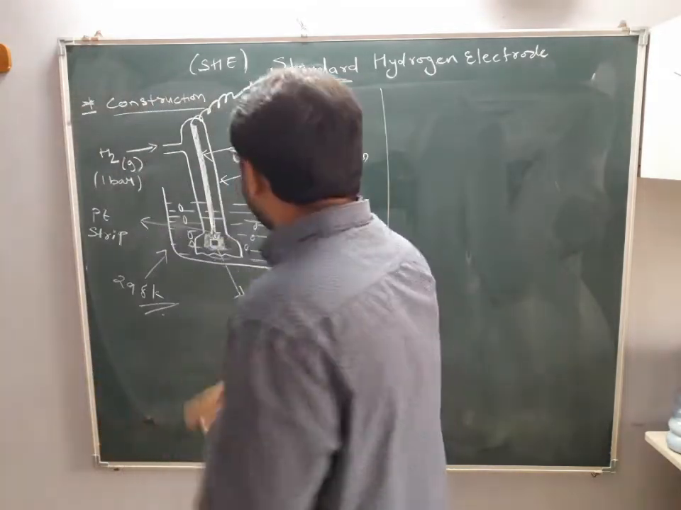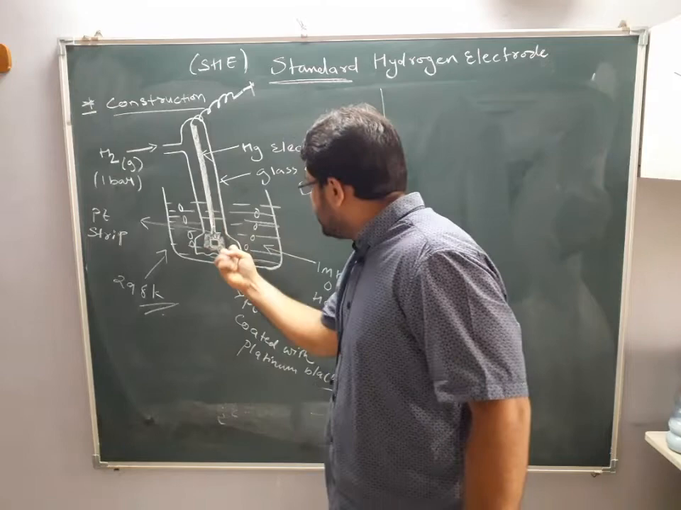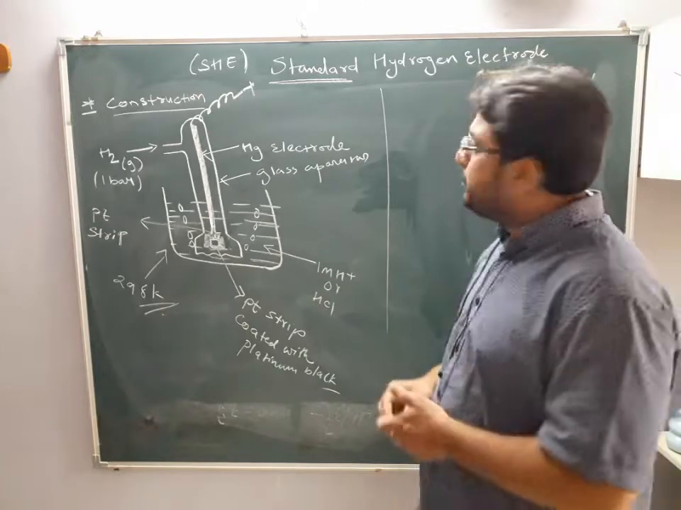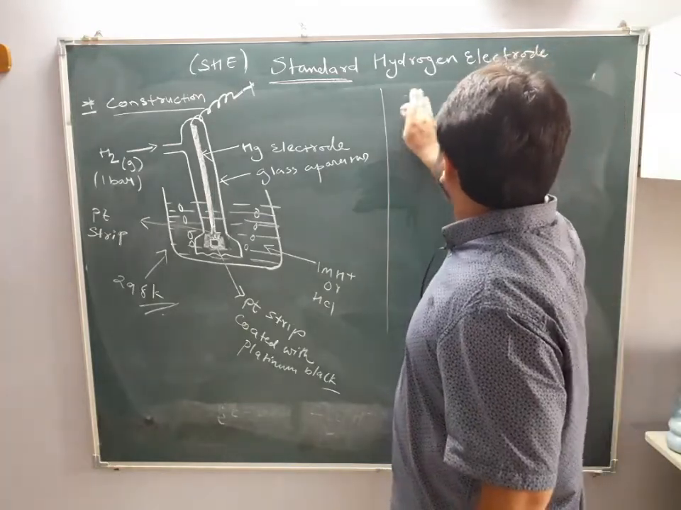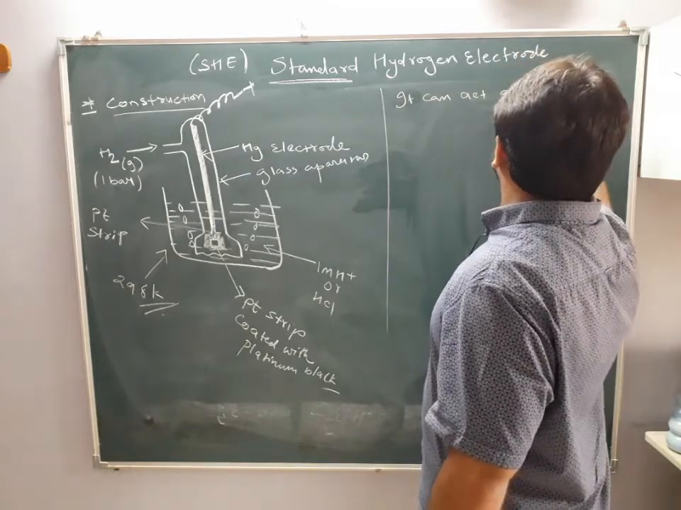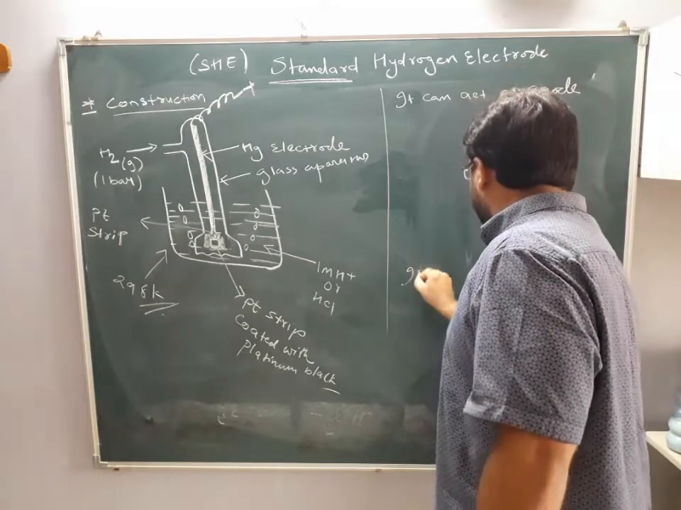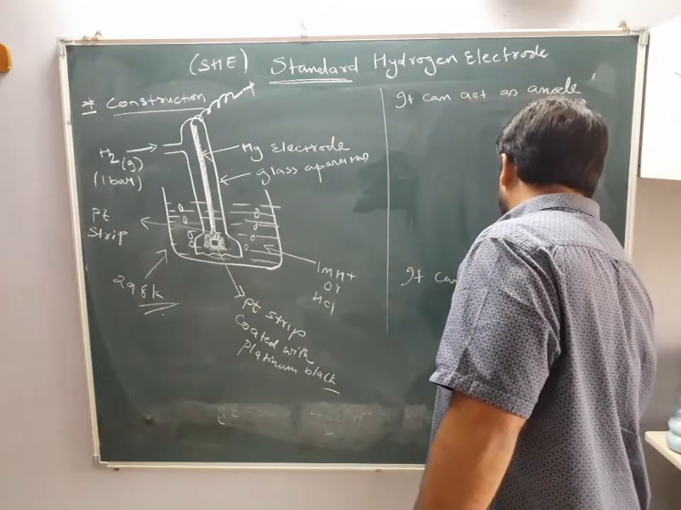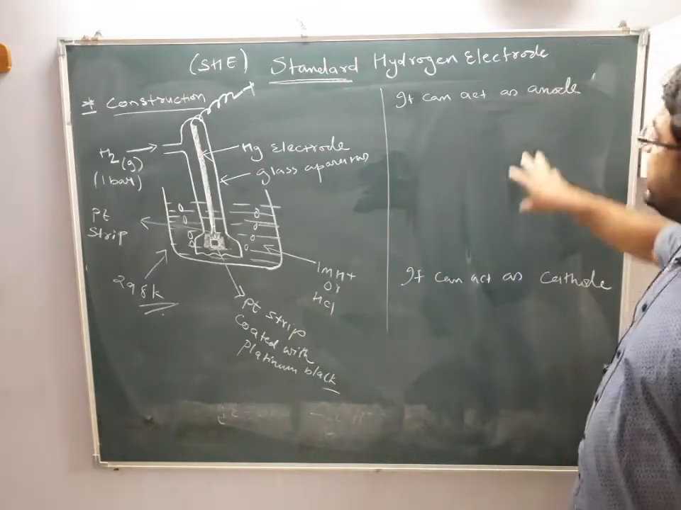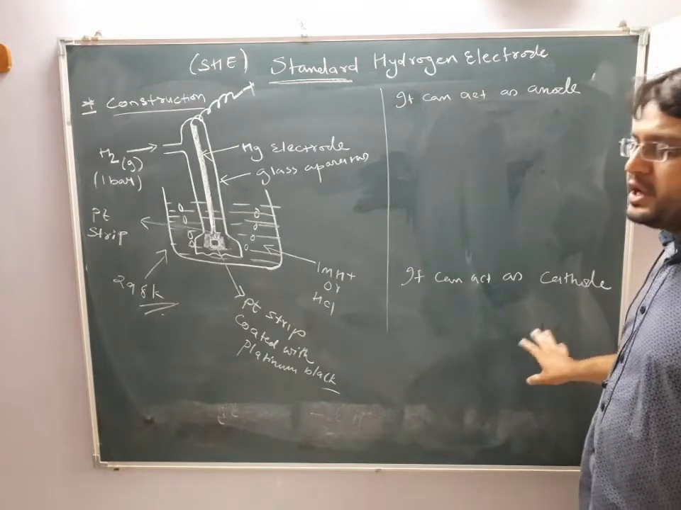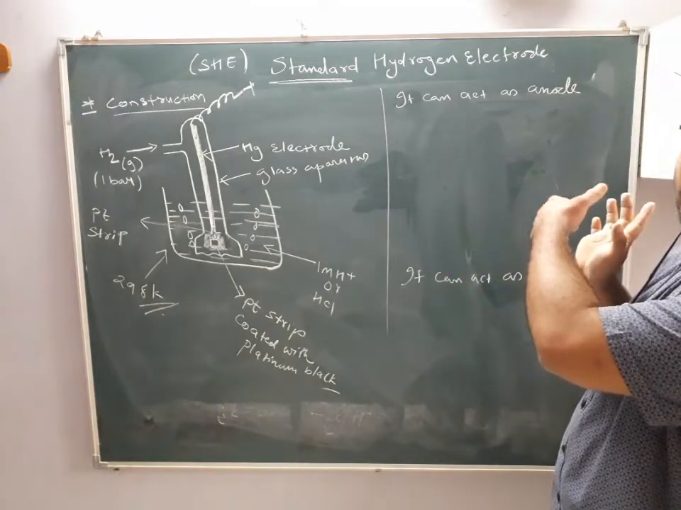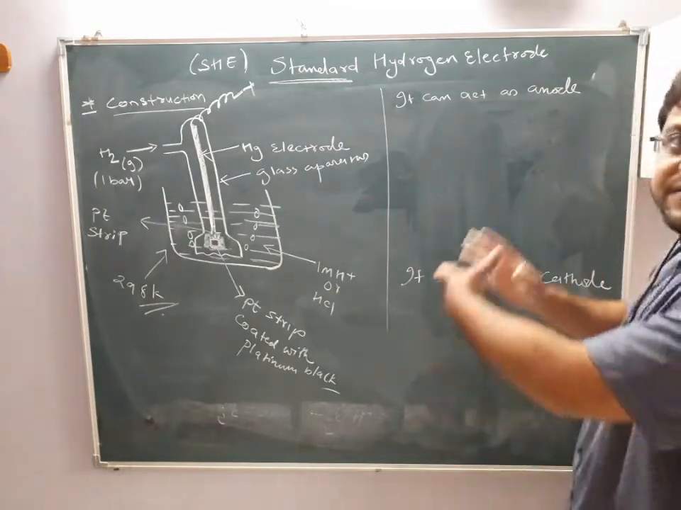See here. When hydrogen comes here, it will absorb the hydrogen. Now I told you this standard hydrogen electrode can act as both. Either it can act as anode, yes or no? It can act as anode, or it can act as cathode. I told you, no? That standard hydrogen electrode can act as both. It can act as anode as well as cathode. Suppose it acts as an anode, so the other half cell will be the cathode. If it acts as a cathode, so the other half cell will be the anode.